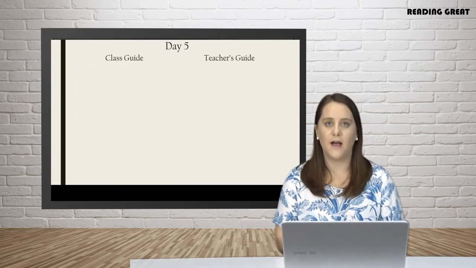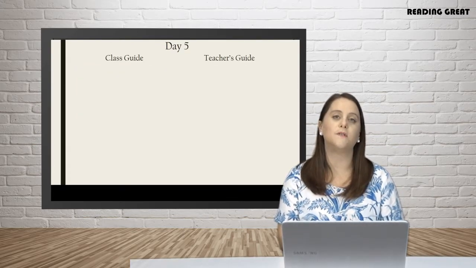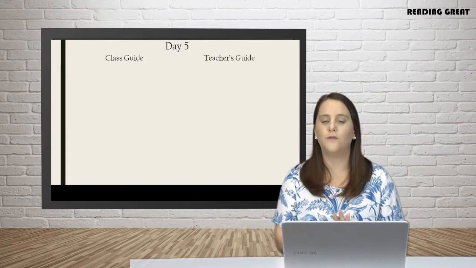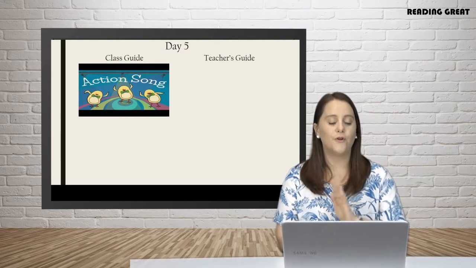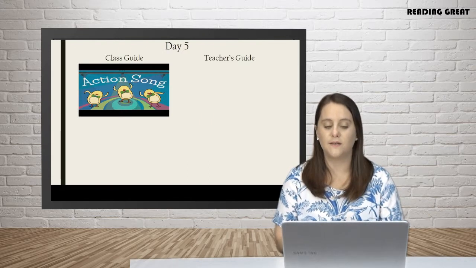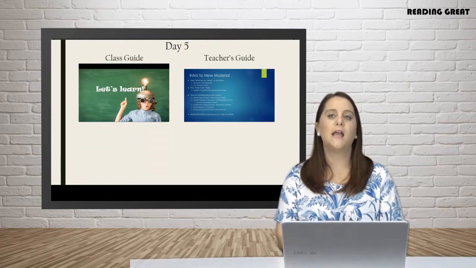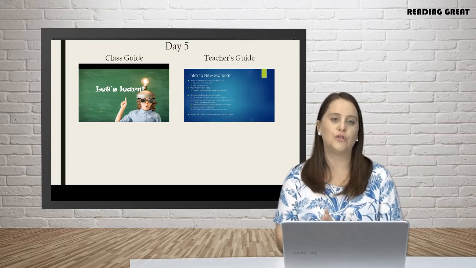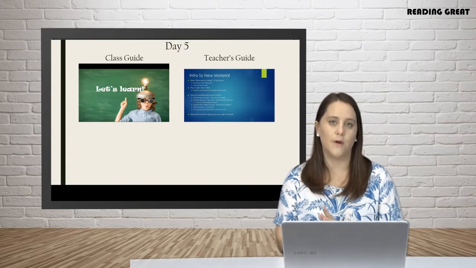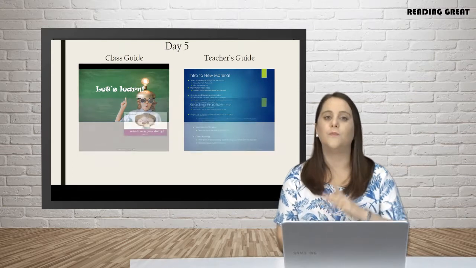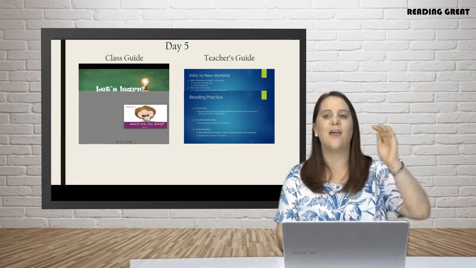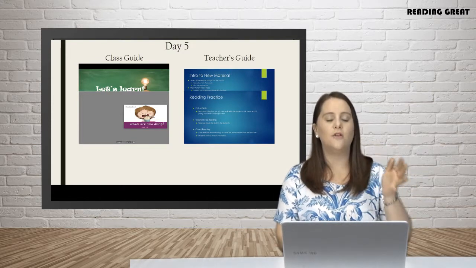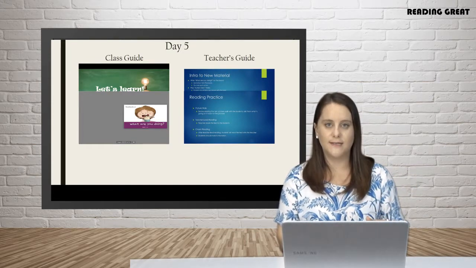So day 5 follows a similar flow to day 1. There are just a few differences. There's a new song. The intro to new material will focus on the second set of sight sentences. And day 5 introduces the second storybook of the unit. So you're going to begin with that picture walk, teacher reading, and then choral reading. And then you're going to wrap it up just like I've already explained.